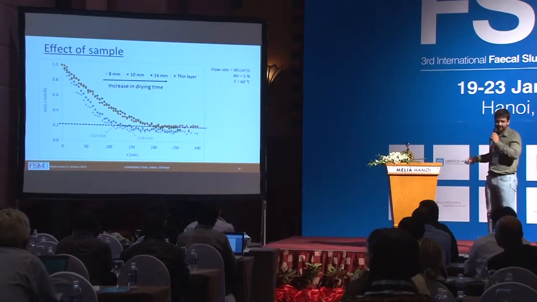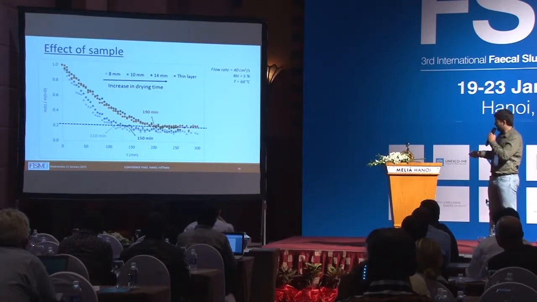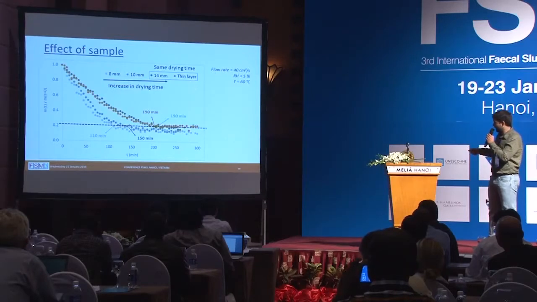And finally, we vary the sample. We use three pellets of different size and the thin layer. First, if we compare the pellet sizes, we can see that, logically, as we could expect, we have an increase in the drying time when we increase the size of the pellet. And then, if we compare the pellets with the thin layer, we have the same drying time between the 40 millimeters pellets and the thin layer.